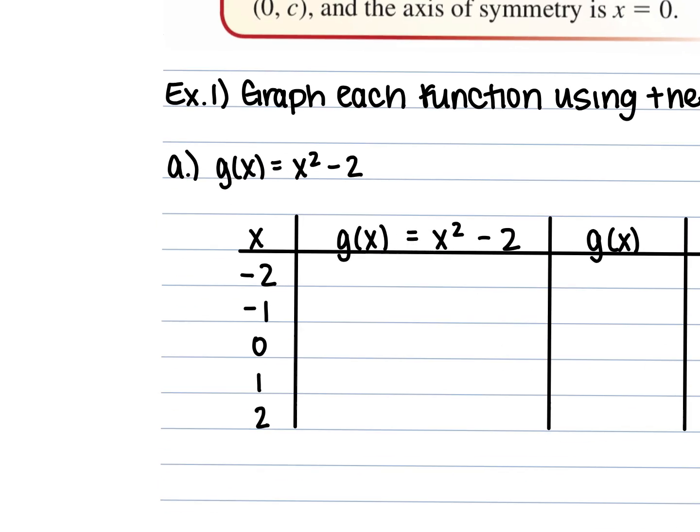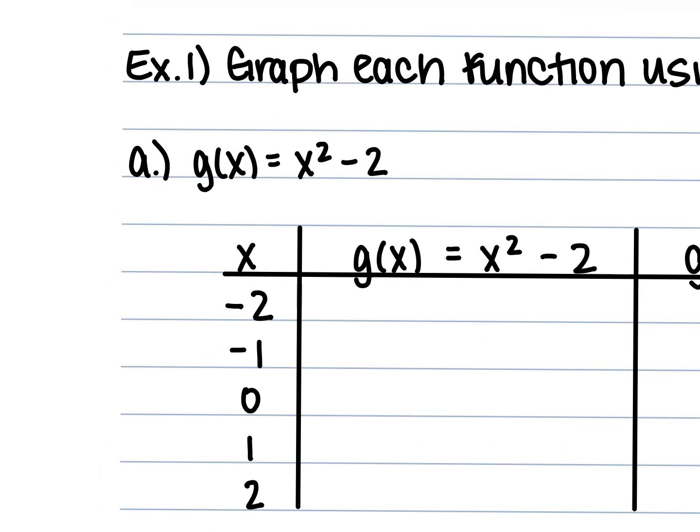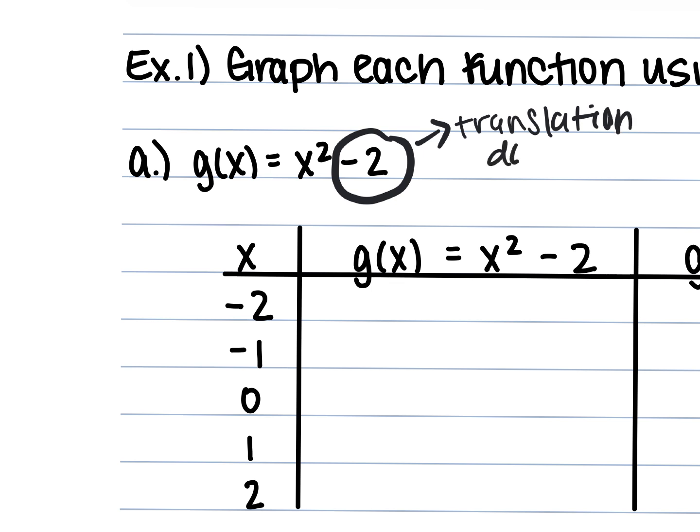So the first example I want us to do is letter A. We're going to do g of x equals x squared minus 2. Before we start plugging in, guys, I want you to take a moment and look at this minus 2 and try to predict what's going to happen to our graph. Translation where? Excellent. Down 2. Now, is this necessary? No, because we're going to plug in values that will help us figure out what our graph looks like. But it is helpful to be like, oh, I have an idea now of what's going to happen.